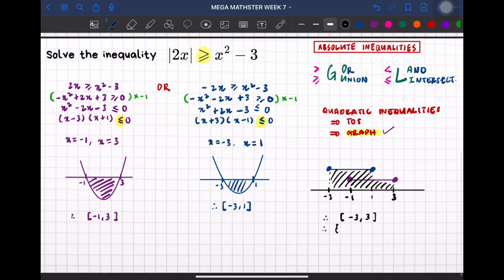Also, you can write your final answer in solution set form, which is x being between negative 3 and 3. So this is your final answer. Okay, that's it. Thank you.